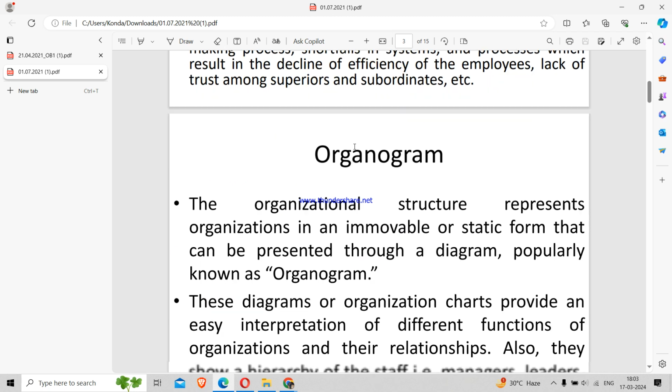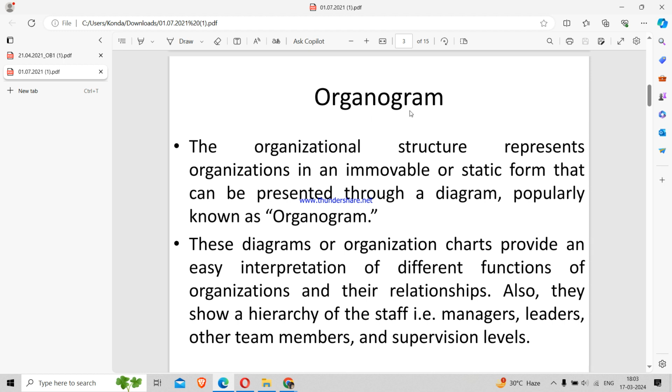Next is the organogram. So what is an organogram? It is the organizational structure that represents organizations in an immovable or static form, that can be presented through a diagram, properly known as an organogram. It is basically the organization structure itself, where one level of employee will work under another level of employee, and will be directed by that level. In this way, the flow chart of the organization is an organogram.